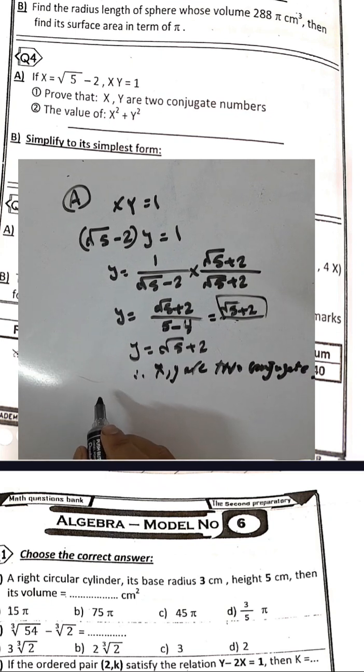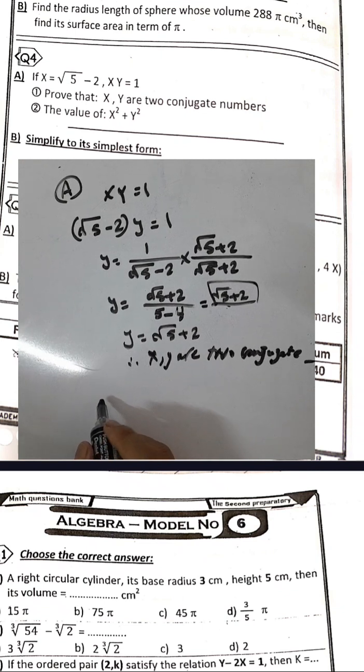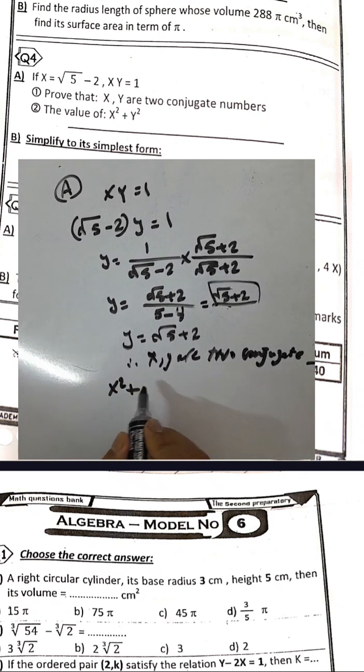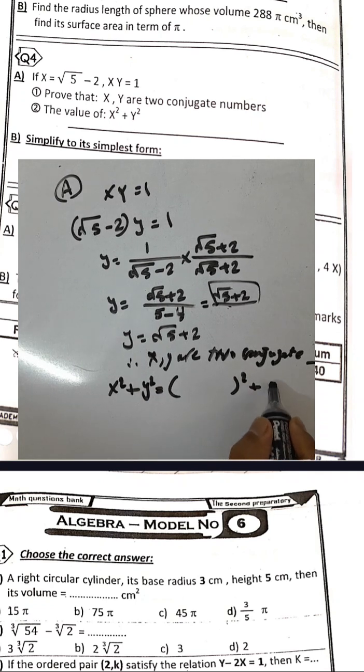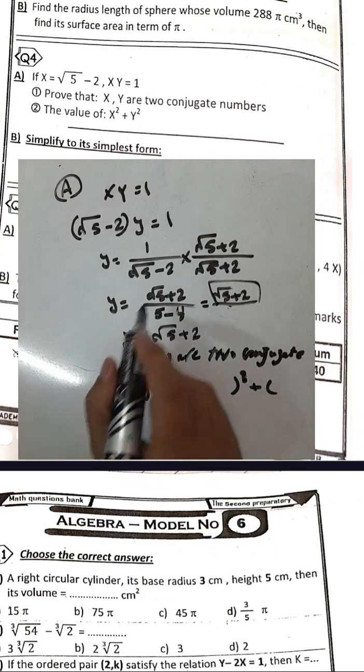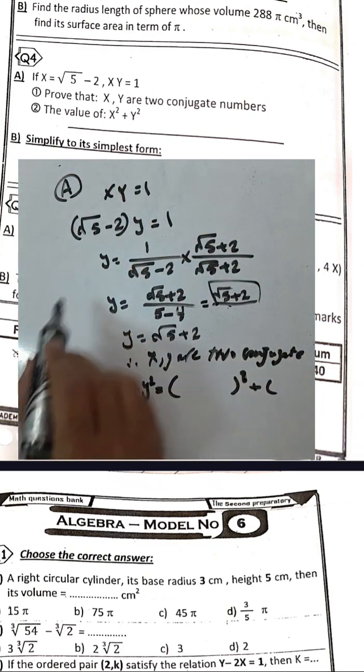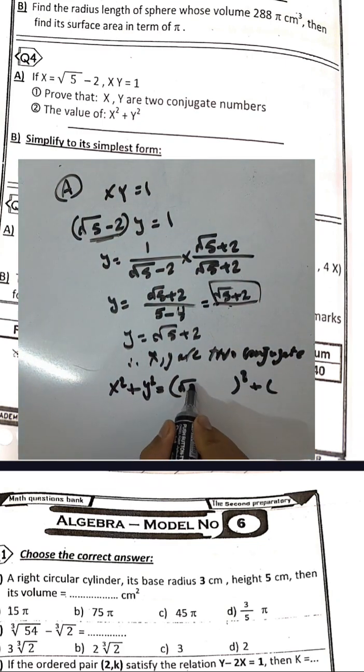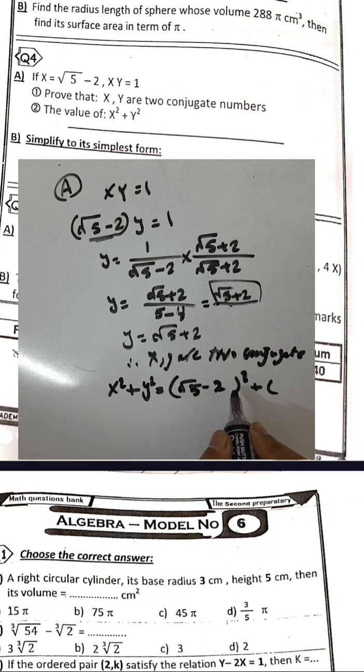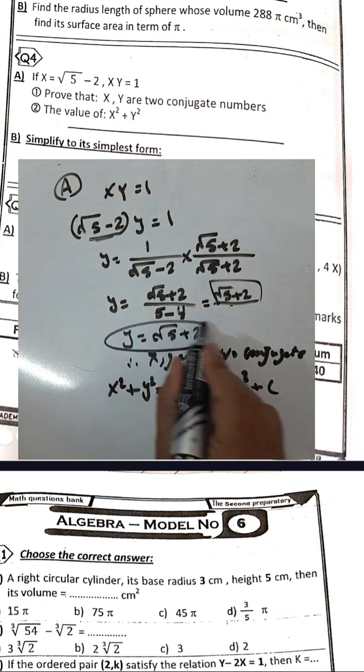Okay, then he wants to find the value of x power 2 plus y power 2. You can write here the value of x and the value of y. x was root 5 minus 2 and y equals root 5 plus 2.